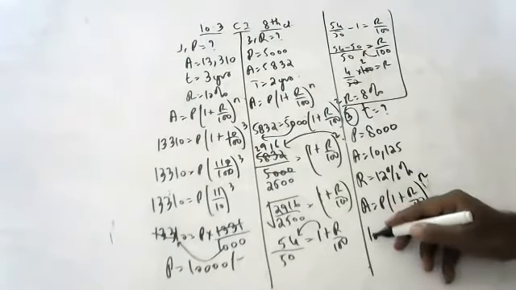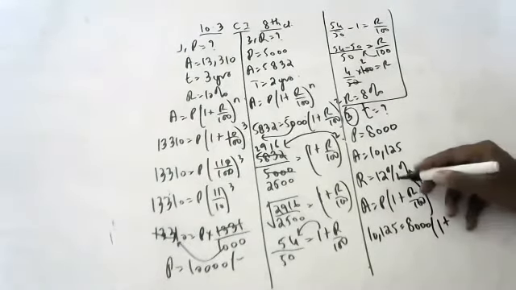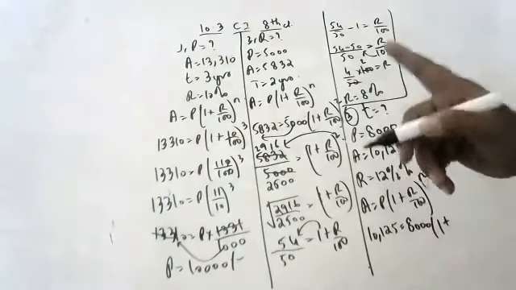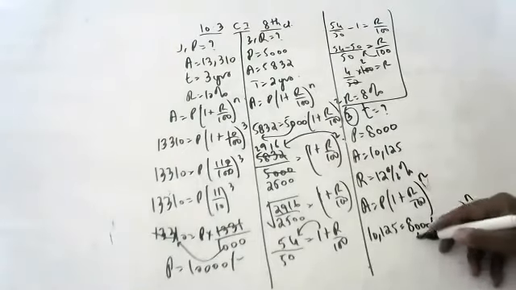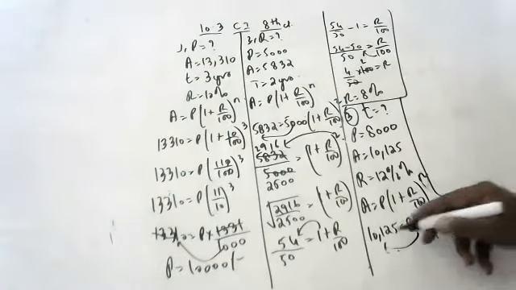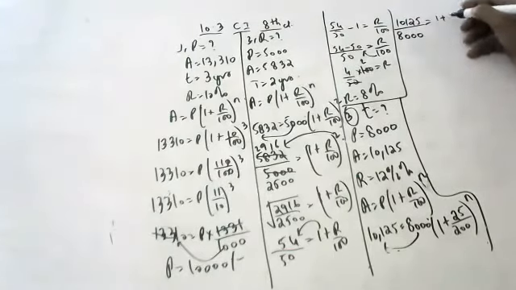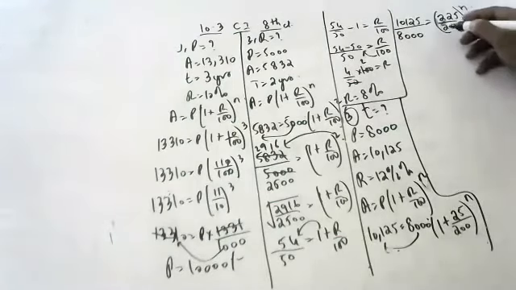So 10,125 is equal to 8,000 into 1 plus 12 1 by 2 by 100, whole to the power n. 12 1 by 2 means 25 by 2, so that is 25 by 2 into 100. Bring this down, because here it is multiplication, so it goes down. 10,125 by 8,000 is equal to 225 by 200, whole to the power n.